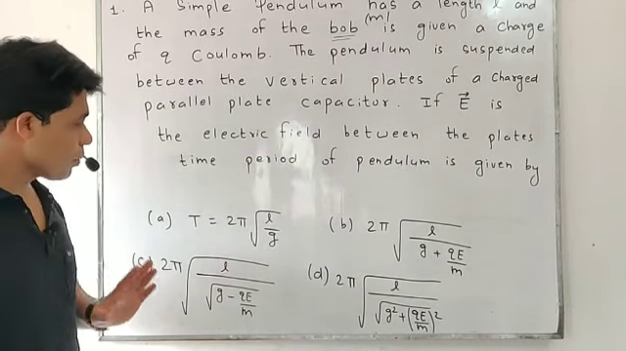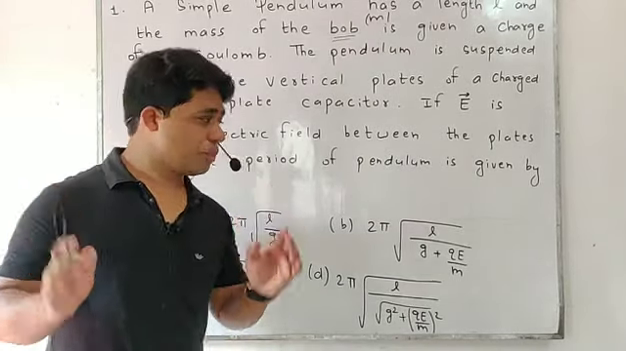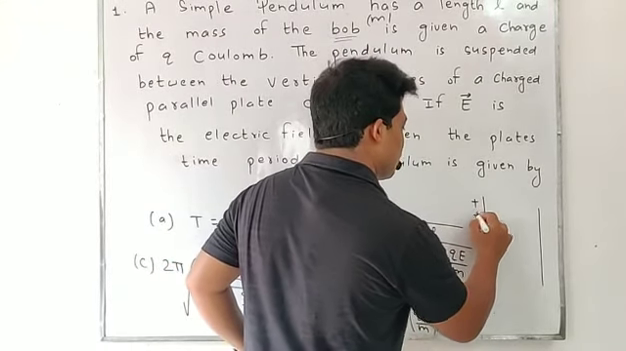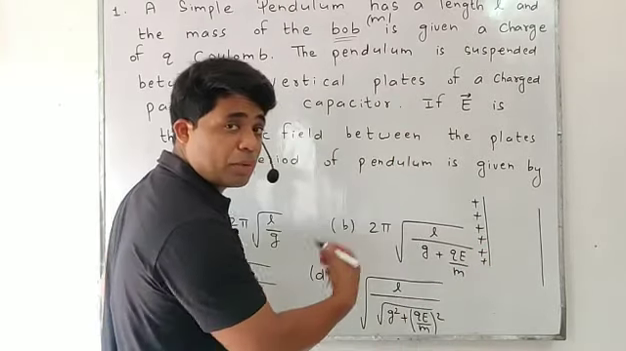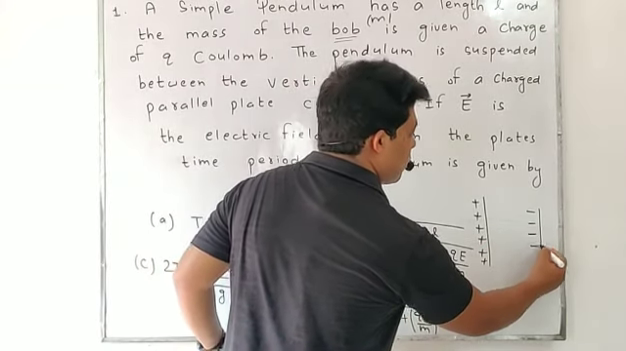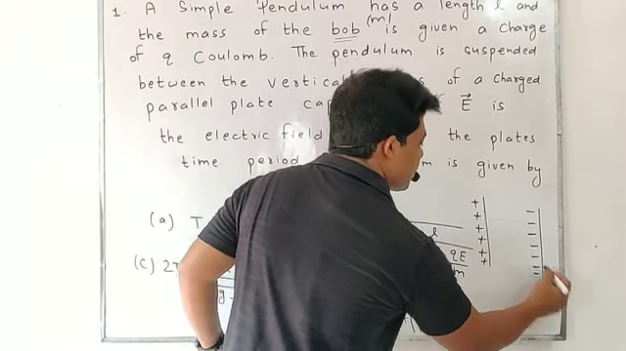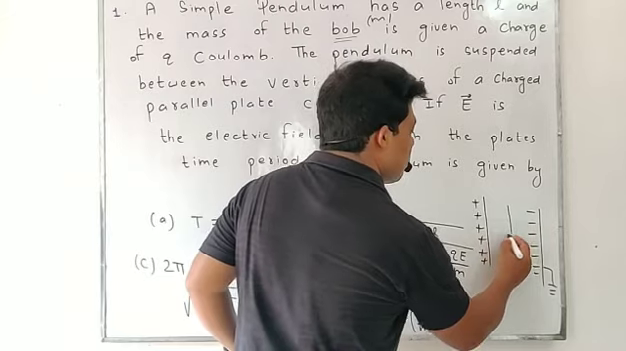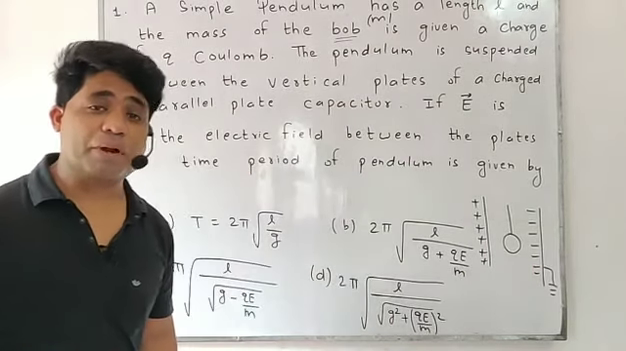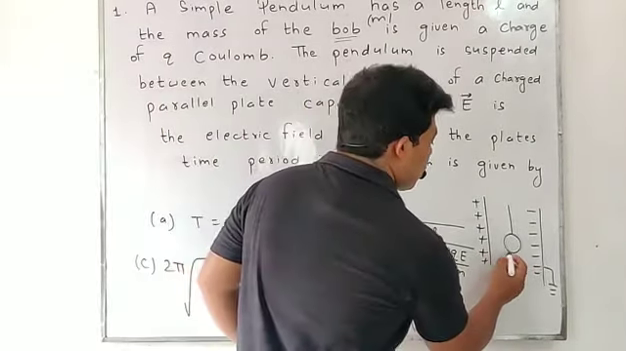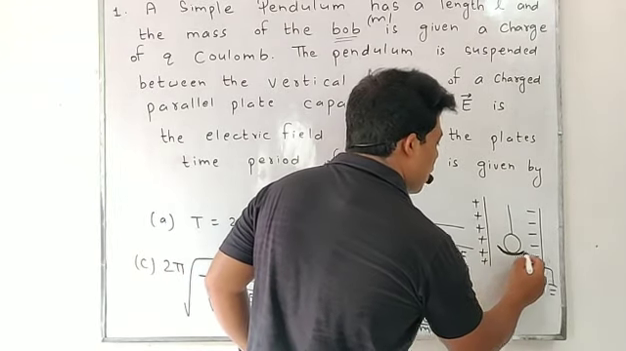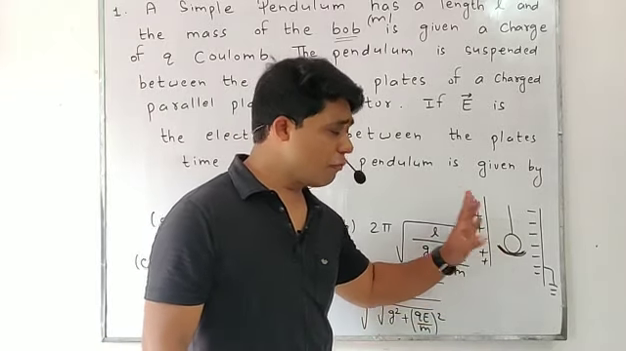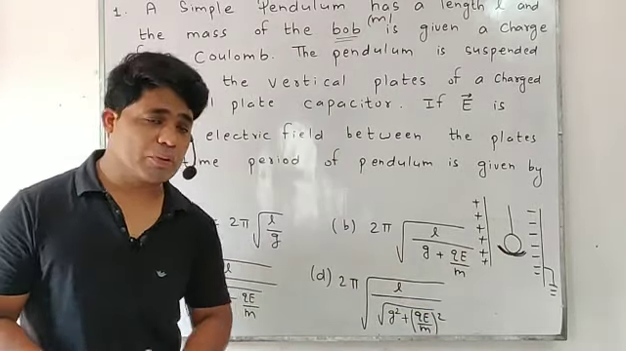I will explain the question. First of all, what are we given? We are given two charged plates. One is a positively charged plate, the other is a negatively charged plate, because this is a parallel plate capacitor. And a simple pendulum is placed between the charged plates. This pendulum is executing simple harmonic motion, to and fro motion. In that condition, we have to find its time period. And we are given the four options.